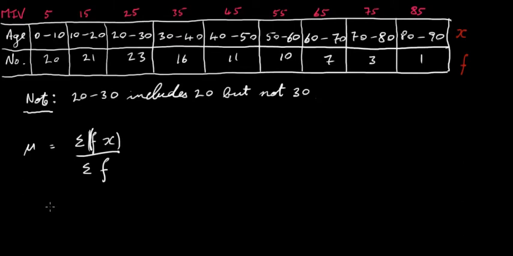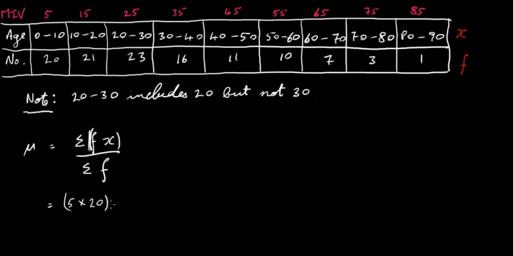So underneath here then I'll just write equals. So we've got to multiply f by x. So this is our f now. This is our x now, I should say, here. So we're taking this 5 here and we're multiplying it by our frequency, which is 20. So in other words, 20 people were 5 years of age. That's what we're saying. So it's 5 times 20.